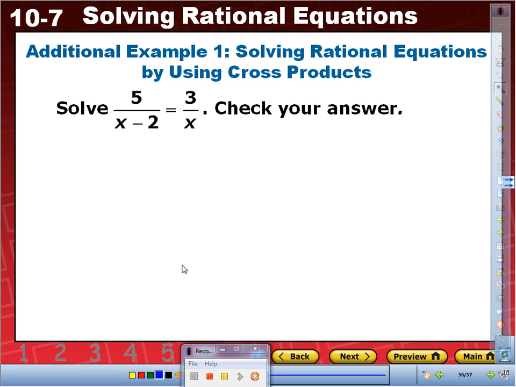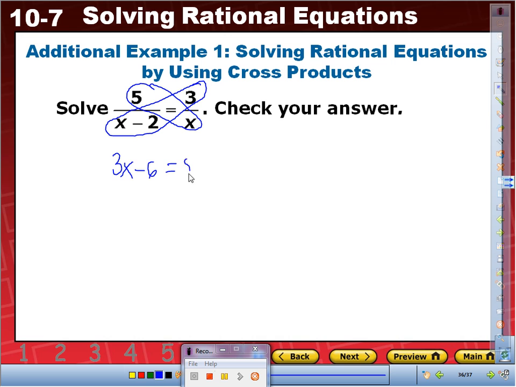Pens down, eyes up here. So now check this out. This is a proportion. Why is it a proportion? Because it has a fraction equal to another fraction. Is there anything else being added to it? No. So if it is a proportion, we cross multiply, simplify, and solve. I'm going to cross multiply this one times this expression. But notice this expression has how many terms? 2. So what is 3 times x? 3x. What is 3 times negative 2? Negative 6 equals 5 times x.